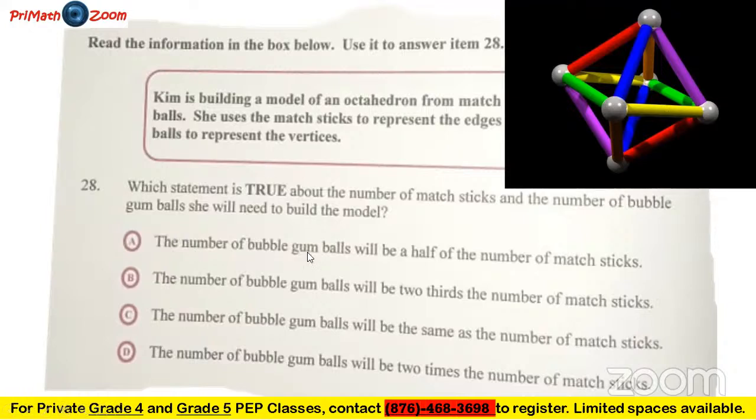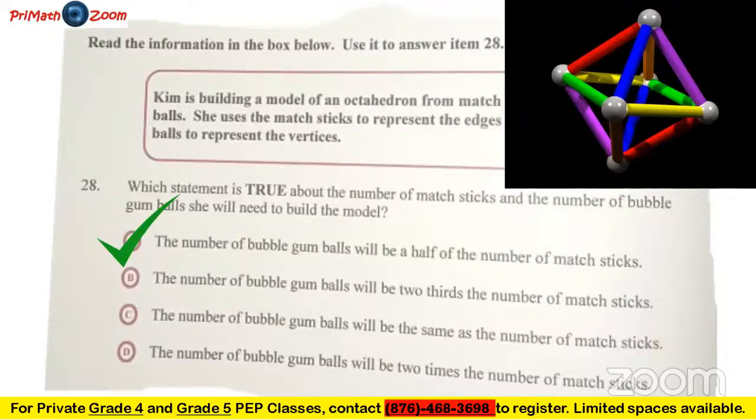A says the number of bubblegum balls will be half the number of matchsticks. Well, if 6 bubblegum balls are there and 12 matchsticks, that would be true. Let's look at B though. The number of bubblegum balls will be 2/3 of the number of matchsticks. No. The number of bubblegum balls will be the same as the number of matchsticks, 6 and 12. No. The number of bubblegum balls will be 2 times the number of matchsticks. No, we have more matchsticks than we have bubblegum balls. So our correct answer is A.